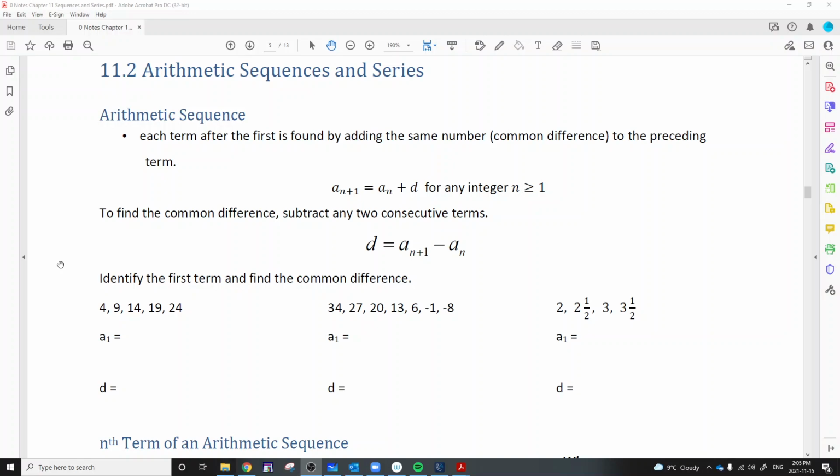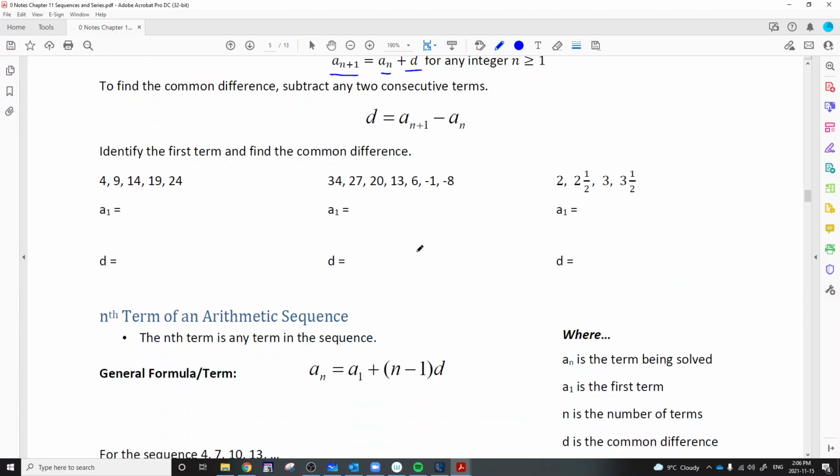So now we're moving on from just general sequences and series to starting to talk about arithmetic sequences and series in 11.2, and then in 11.3 we're going to talk about geometric sequences and series. An arithmetic sequence is a sequence where each term is found by adding the same number to the preceding term. So if we were trying to find the second term, you would take the first term and add a common difference. To find the common difference, you just have to subtract any two consecutive terms in your sequence.